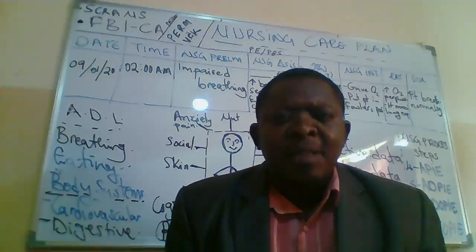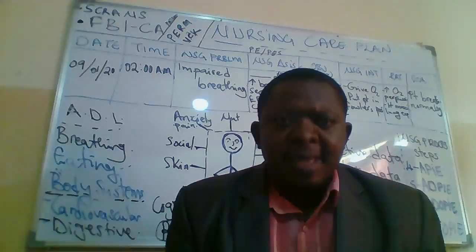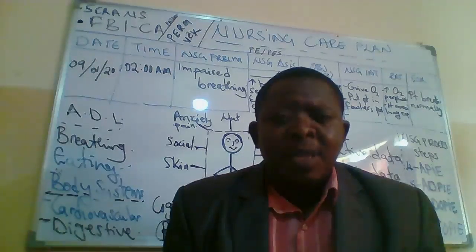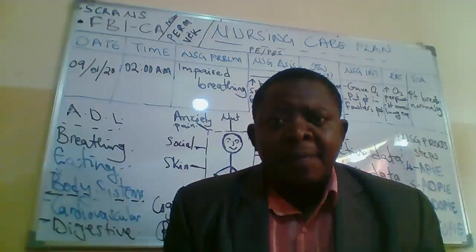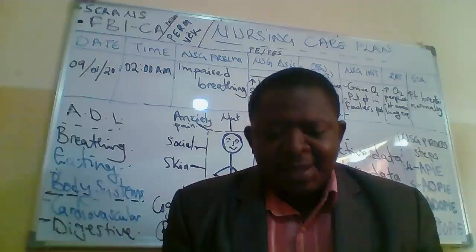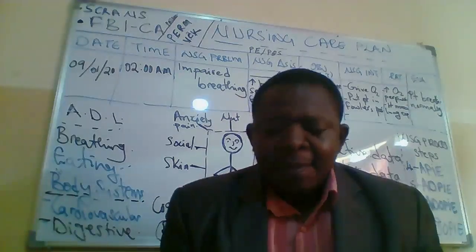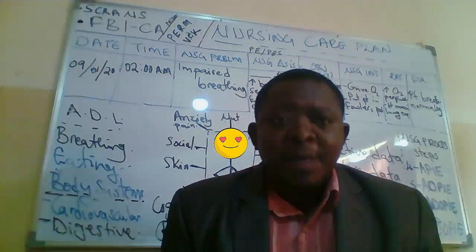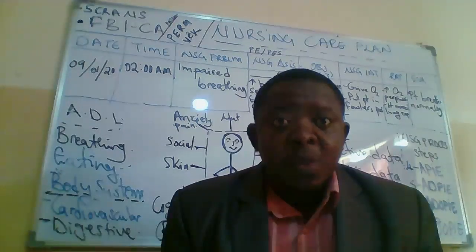So whenever you are thinking of writing the problem that the patient is facing, look at the strands FBICA. This will help you to come up quickly with problems that you're going to write within the nursing care plan. Of course, that is dependent on the diagnosis of the patient. But otherwise, there is also a pattern that you can look at. The pattern for coming up with the nursing diagnosis is PE, RM, BC squared, and K.